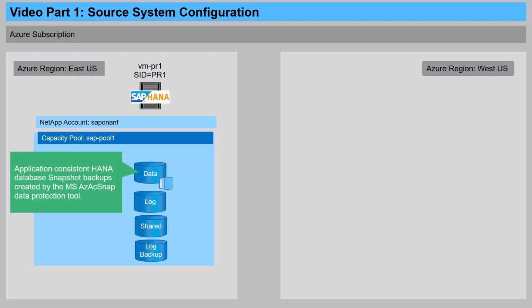HANA database backups are configured using the Microsoft AzAcSnap tool, which leverages Azure NetApp Files snapshot technology to provide application-consistent snapshot backups of the HANA database. These application-consistent snapshot backups are crucial for the DR solutions since they will be used to recover the HANA database at the DR site. The setup of the source system will be described in the first part of the video.